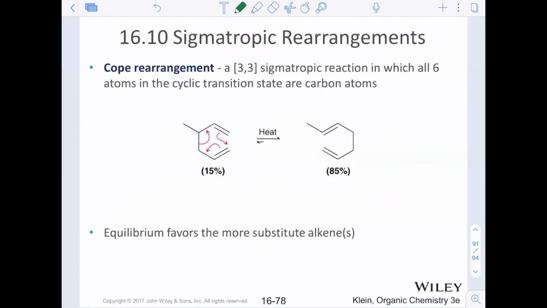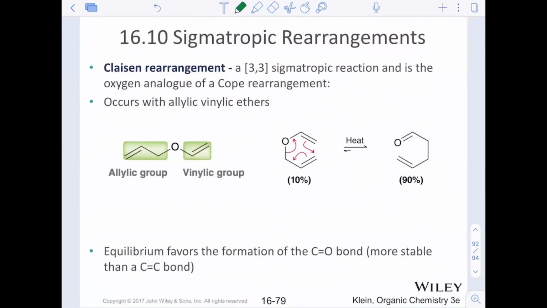The Cope rearrangement is specifically a 3-3 sigmatropic reaction where all 6 atoms in the cyclic transition state are carbons. Equilibrium favors the side with more substituted alkenes. That's all we need to know about that one. A Claisen rearrangement is also a 3-3 sigmatropic reaction, and it's involving an oxygen analog. So it's the same thing as the Cope rearrangement, it just includes an oxygen. And so equilibrium will favor the formation of the carbon-oxygen double bond simply because it's more stable than the carbon-carbon double bond.